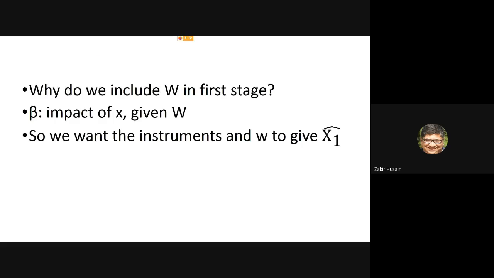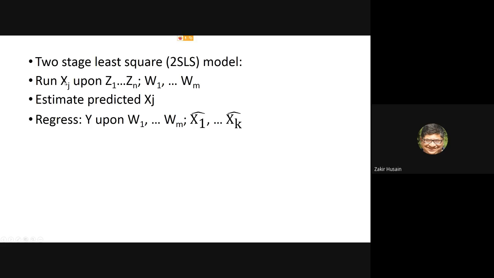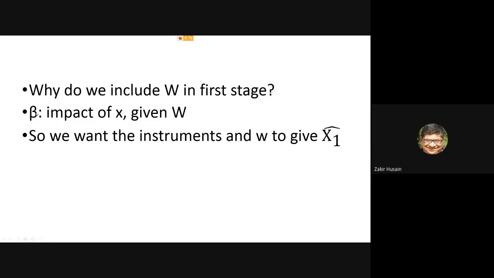Now the question is why do we include W in the first stage? We are regressing x1 upon instruments and the variables for which there's no problem, the exogenous regressors. The reason is that if you are measuring beta for a particular x, you're measuring the impact of x given W. So the instrument should also capture this impact.